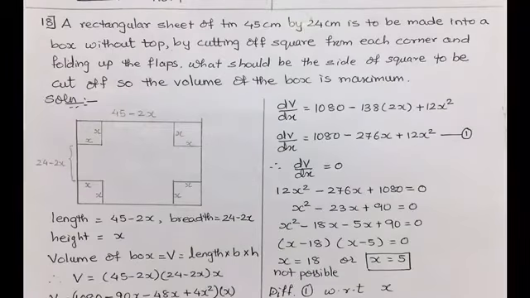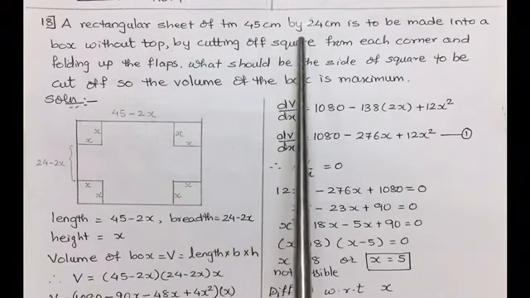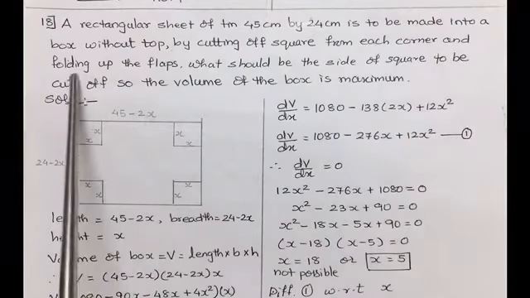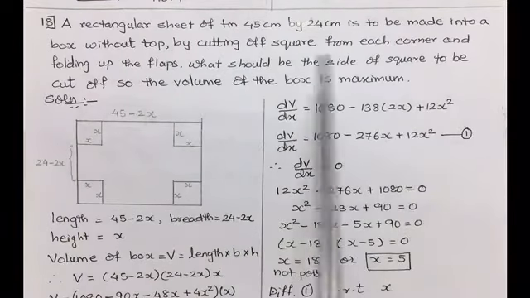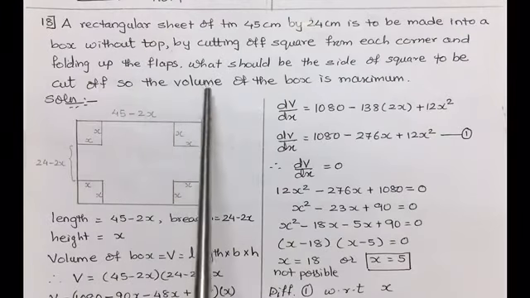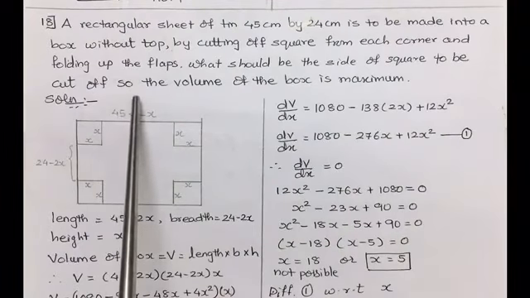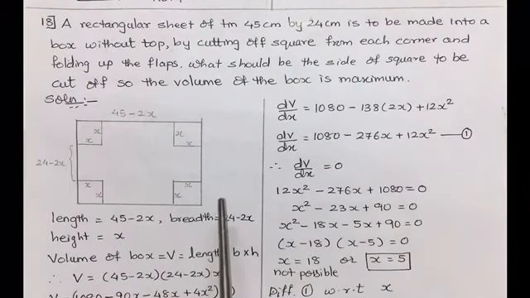Question 18 is again the same as what we did in 17th, but instead of a square sheet, it is a rectangular sheet. So the question is, a rectangular sheet of tin 45 centimeter by 24 centimeter is to be made into a box without top by cutting off square from each corner and folding up the flaps. What should be the side of the square to be cut off so the volume of the box is maximum? So again here we have to maximize the volume.